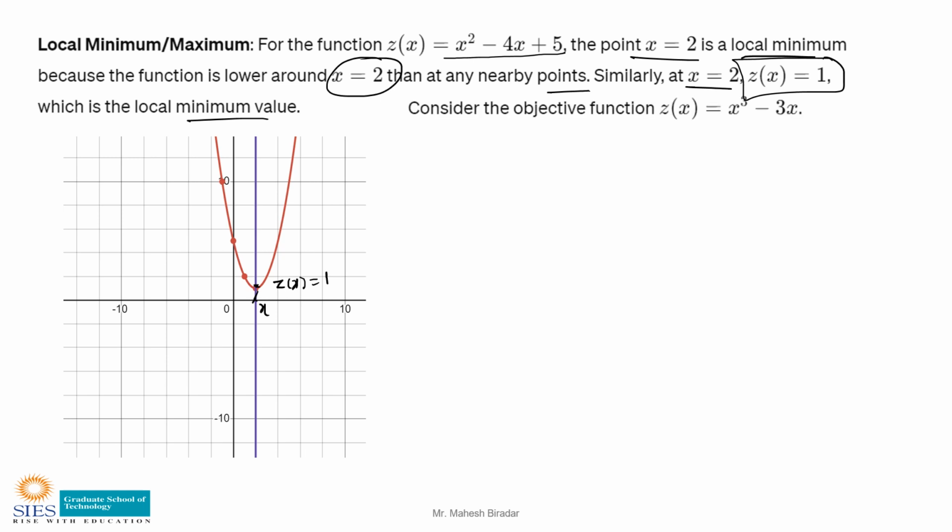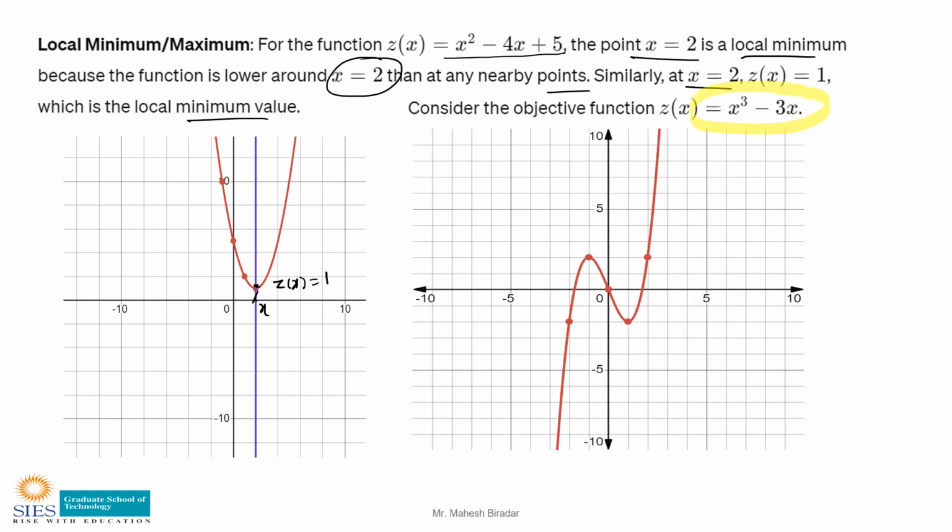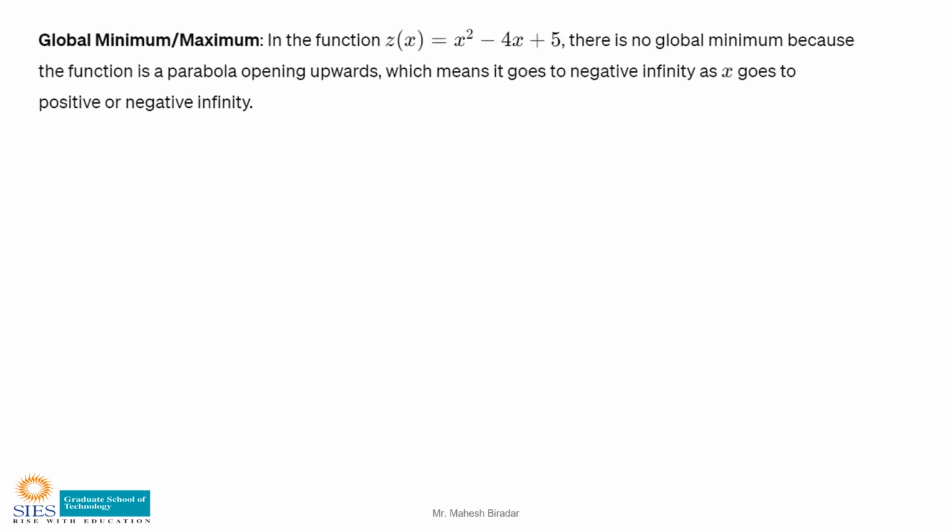If you consider the function z of x is equal to x cube minus 3x, and if you plot the graph of this x cube minus 3x, so these are the minima and maxima here. So there may be more than one minima and maxima. We are going to call it local minima, and sometimes we may call it global maxima or global minima, if they exist. Global minimum or maximum.